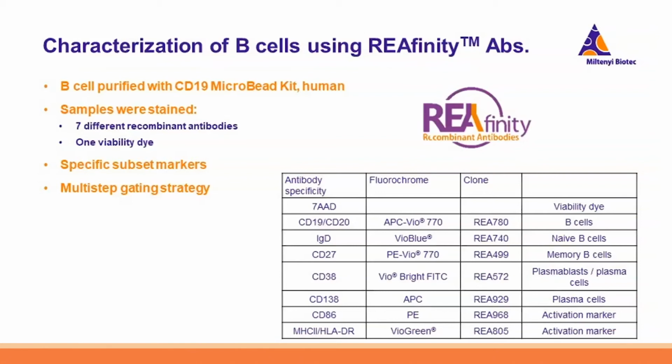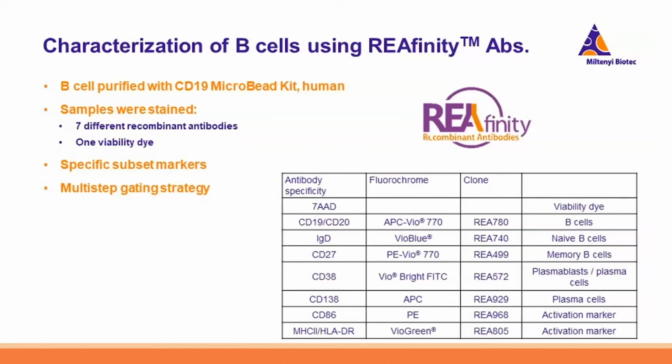The data I'm going to show you is from B cells that were purified using the CD19 MicroBead Kit, human. We stained the samples with 7 different recombinant REAffinity antibodies and 1 viability dye. Here on the right side is the list of the markers and antibodies we used.